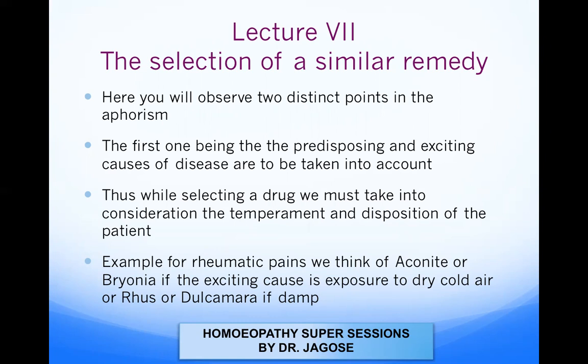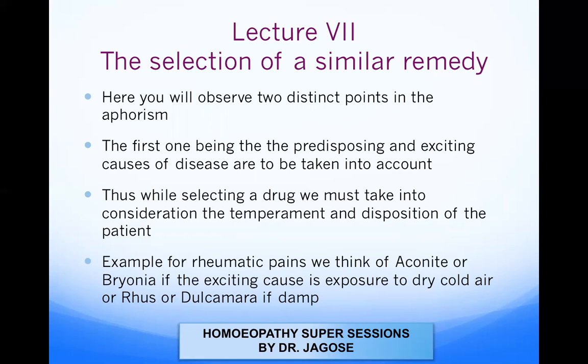Thus, while selecting a drug, we must take into consideration the temperament and disposition of the patient. So, while selecting a drug, not only must you take the predisposing or the exciting cause, but also you must take into consideration the temperament and the disposition of the patient. Example: for rheumatic pains, we think of aconite or bryonia if the exciting cause is exposure to dry, cold air, or rhus tox or dulcamara if the exposure is to damp. So, the important point here is that you have to know the predisposing and the exciting cause.